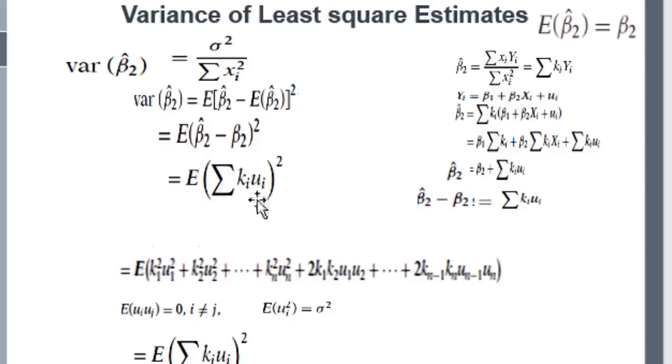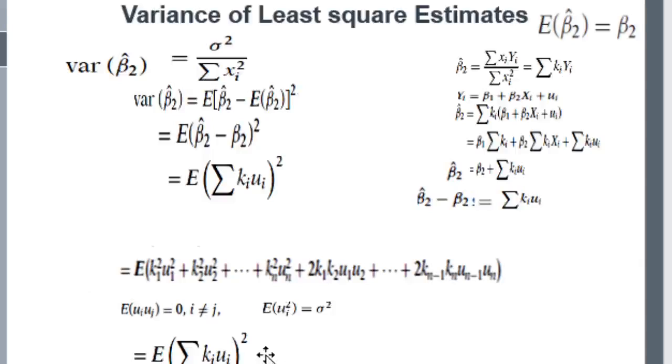Then we can expand this equation like this, that is expected value of k1 square u1 square plus k2 square u2 square plus kn square un square plus 2 k1 u1 k2 u2 and so on. Then apply the properties, that is expected value of ui uj equals 0 and expected value of ui square equals sigma square. Finally we will get the equation as some of the terms will be removed, or equal to 0.